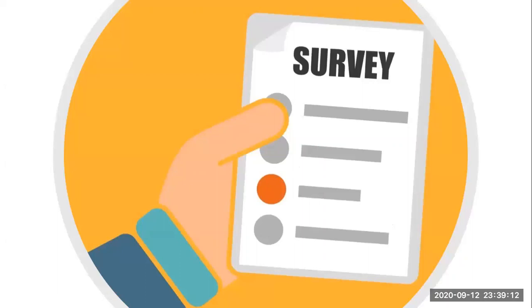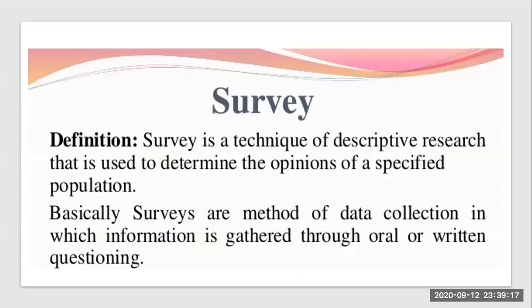As we can see here in the picture, apparently it's an electronic survey. So let's remember that a survey is an investigation technique. What I like about this definition here is that it says that it's a descriptive research that is used to determine the opinions of a specific population. Yes, I like this word descriptive because it's going to give you a better description of your market.